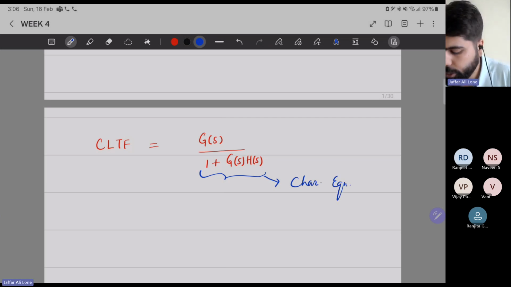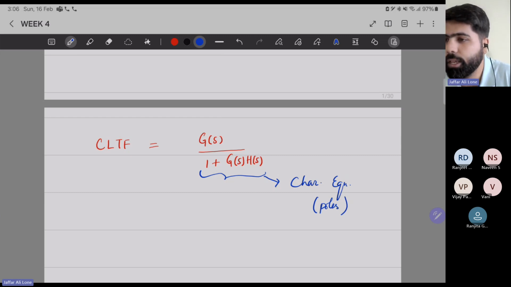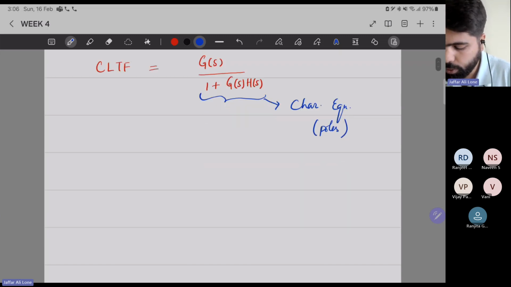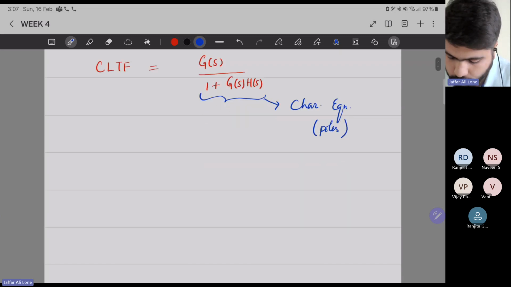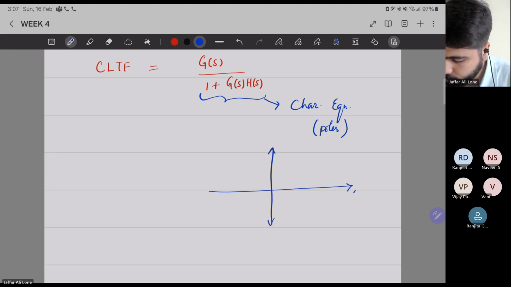So we have this transfer function. We basically check the roots of this characteristic equation, which are the poles of the system. And based on the location of these poles, we decide whether a system is stable, unstable, or marginally stable, right? For example, this is the S domain, we have sigma and j omega.